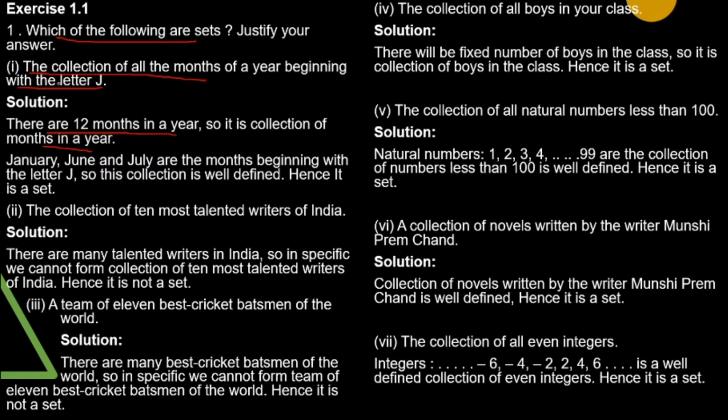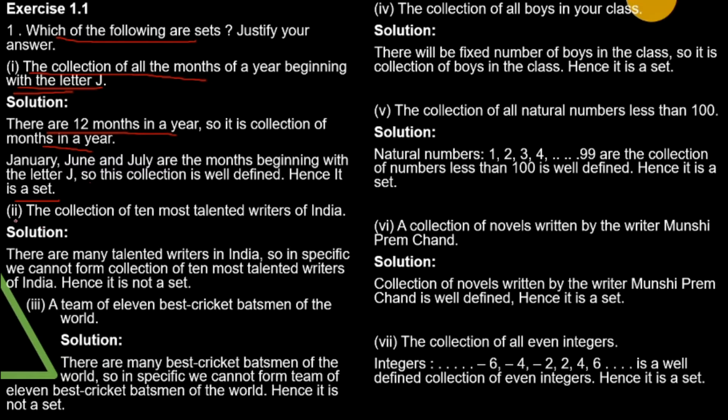Fine. But here we have a condition: it is beginning with the letter J. So January, June and July are the months beginning with the letter J. So this collection is well defined, right? It is specific, the months which begin with J. Hence it is a set. Fine. Did you all understand how we call it a set? Like I have told in the previous examples, real life examples, when objects belong to the same category, you call it well defined. So at that time you can say it is a set.